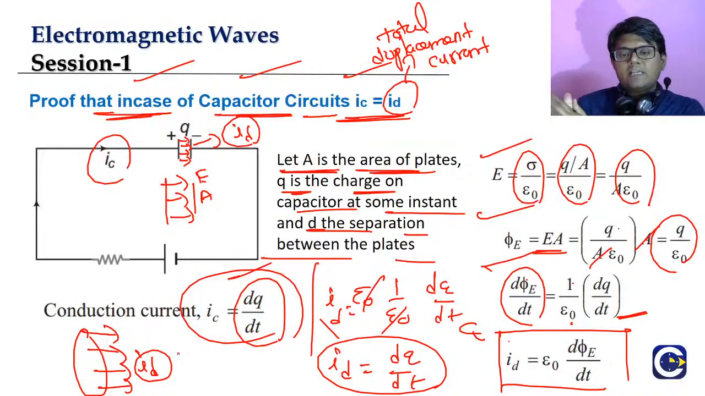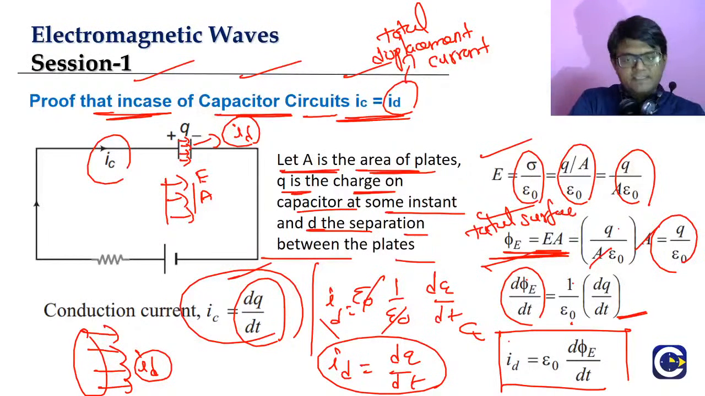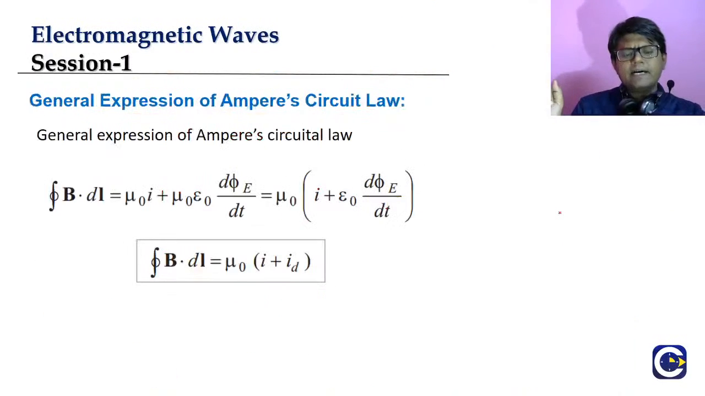Remember we are taking the flux through the total surface. We are taking the electric flux through the total surface. So for the capacitor circuit we have, the conduction current value will be numerically equal to the total displacement current that will go through the region between the capacitor plates. So this is an important result.